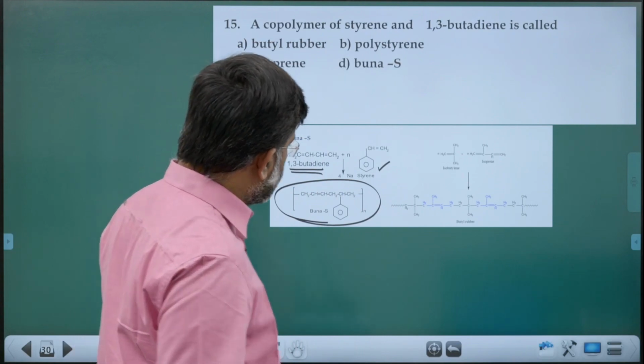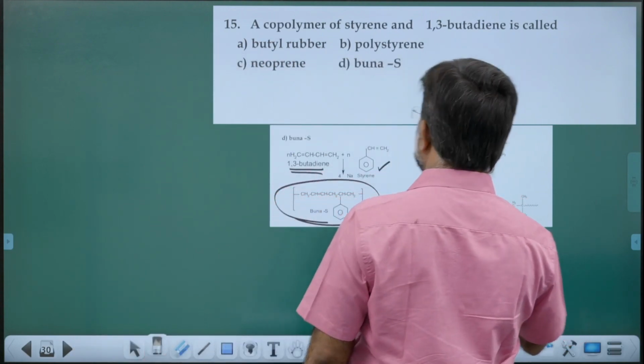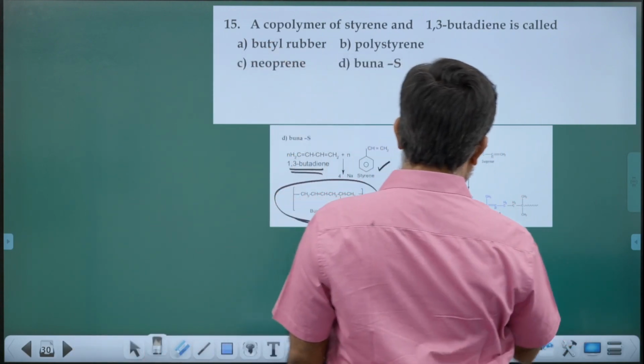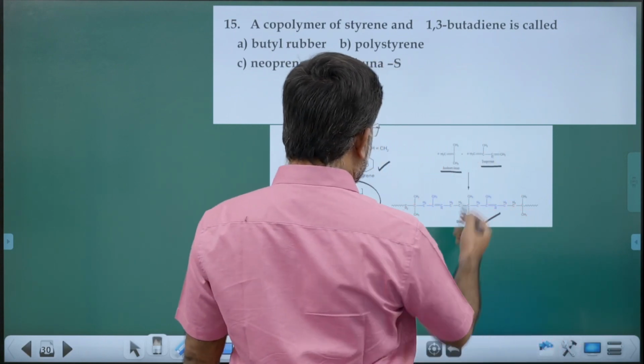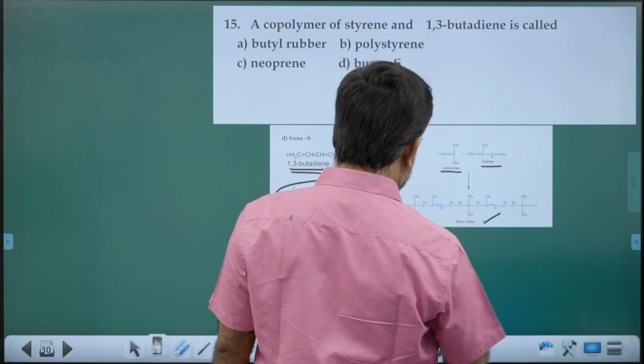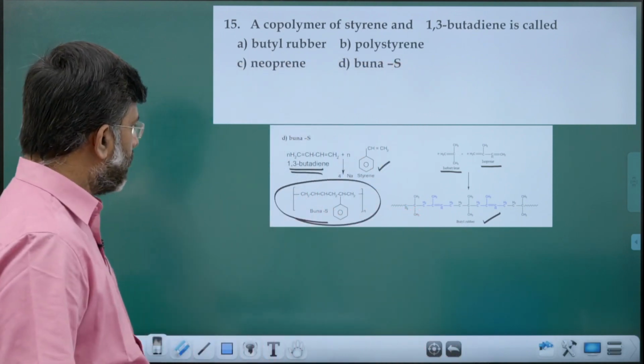And what is this? This is butyl rubber, option A, which is obtained from isobutylene and isoprene. Isoprene with isobutylene, you are getting butyl rubber. Next one.